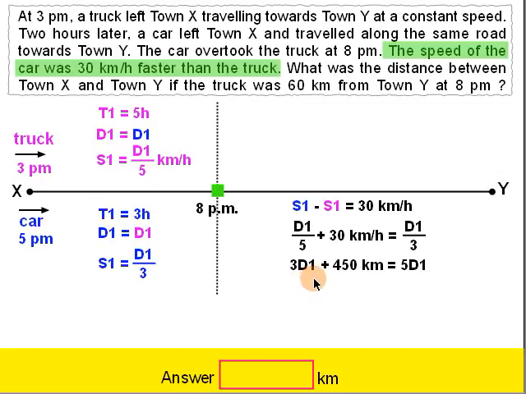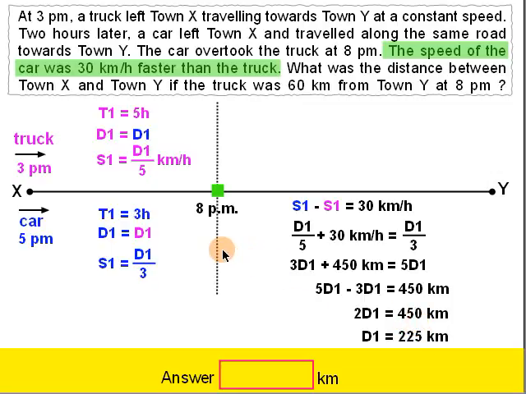Now we have 3d1 plus 450 kilometers is equal to 5d1. Bring the 3d1 over. We have 5d1 minus 3d1 equals 450 kilometers. Therefore, 2d1 is equal to 450 kilometers, and d1 will be 450 divided by 2, which is 225 kilometers. This is what we calculated as the distance covered in the first part of the journey by the truck and the car, which was 225 kilometers.